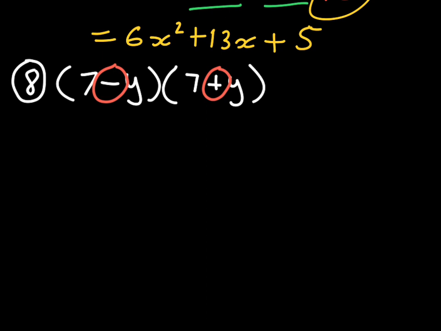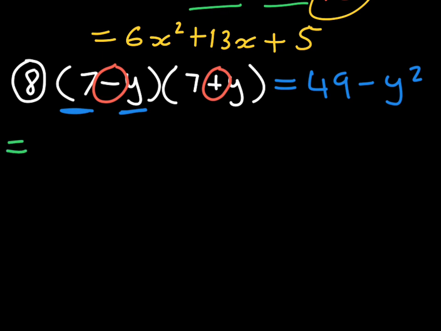Our final answer is simply going to be the first term squared minus the last term squared. So, if we square the first term, that'll give us 49, and I said minus, and now we square the last term. So that'll be y squared. But let's actually multiply this out and see if we get the same answer.